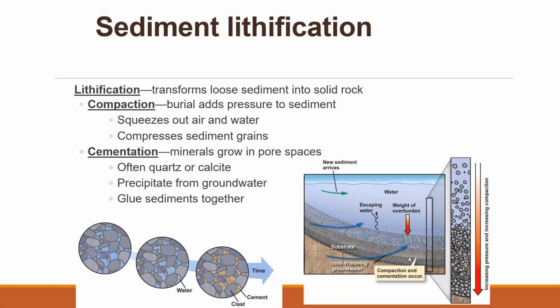Lithification transforms that loose sediment into solid rock. So it has a couple of steps. Compaction: as we bury more and more sediment, it adds pressure to the sediment. It squeezes out air and water and will compress the grains closer together. And then we have cementation. So we will have minerals growing in the pore space, that's the space between grains. It often is either quartz or calcite. It will precipitate out from the groundwater and it will basically glue the sediments together into a rock.